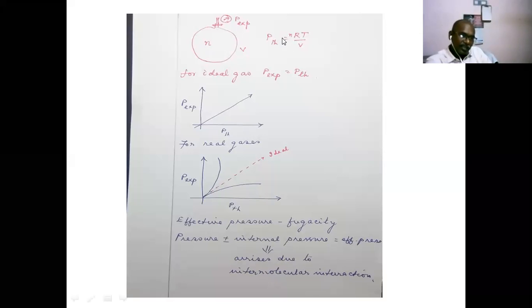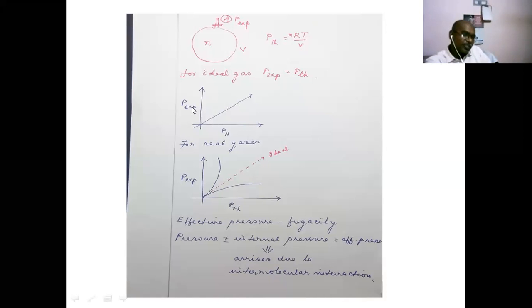P theoretical is equal to nRT by V, because PV is equal to nRT. So P theoretical into volume is equal to nRT. Therefore, I have taken the volume that side, and the theoretical P can be calculated like this. For an ideal gas, this experimental value and the theoretical value will be equal.